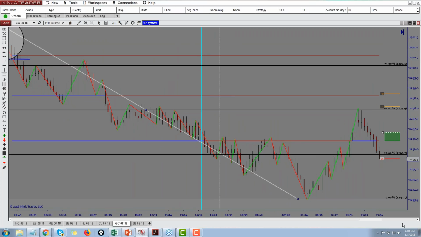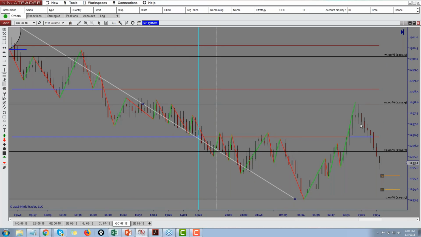Where would we get the stop out? We would get the stop out on that. That would have been a stop out for sure, a full size stop. Let's take a look and keep going.